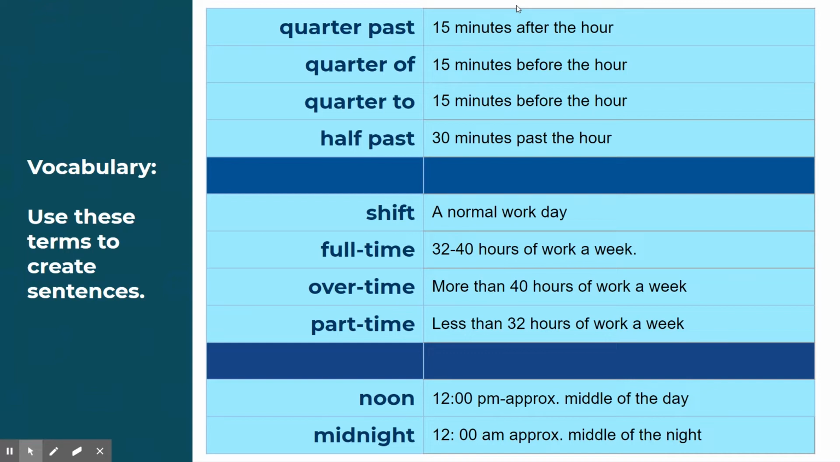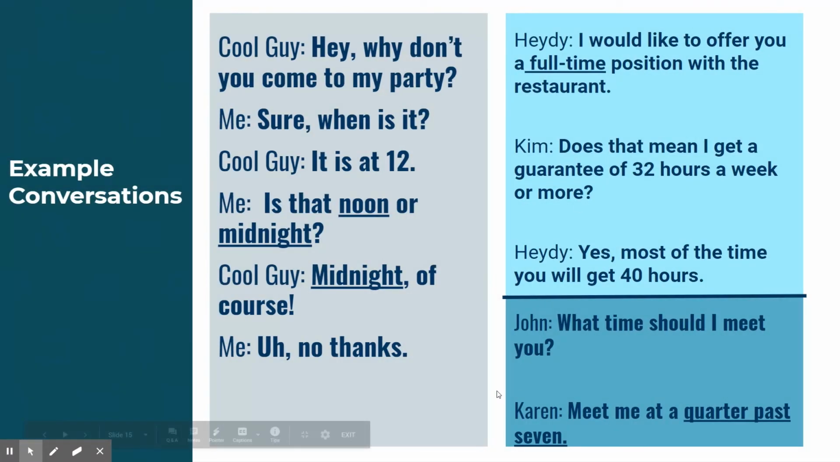Okay, so here's just a quick review of the vocabulary we've looked at so far and what we're going to look at next. We have shift, full-time, overtime, and part-time. These are related to our workday. You can use these terms to create some sentences or discussions with a partner or just by yourself. Here are some examples. You can also read over and practice using the terms from the vocabulary list.